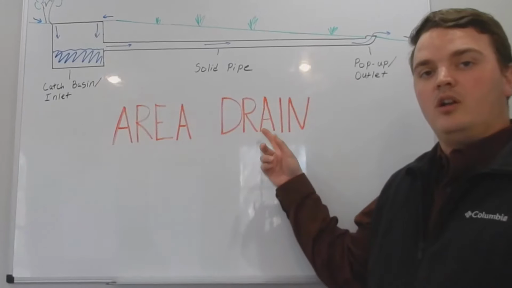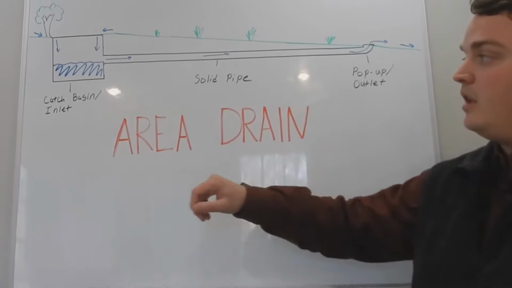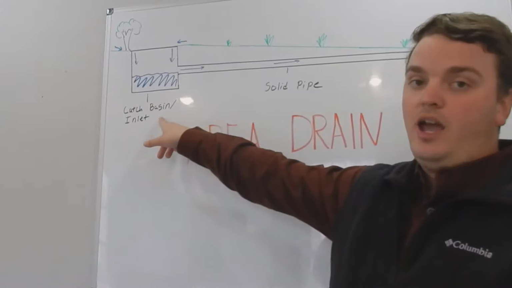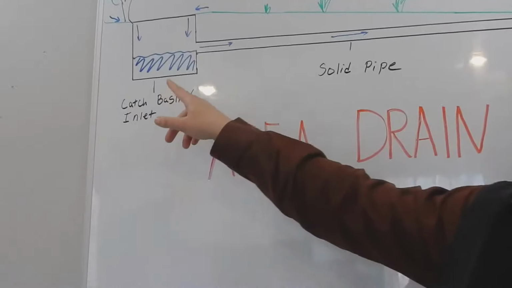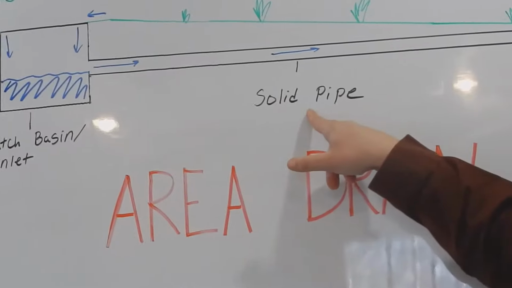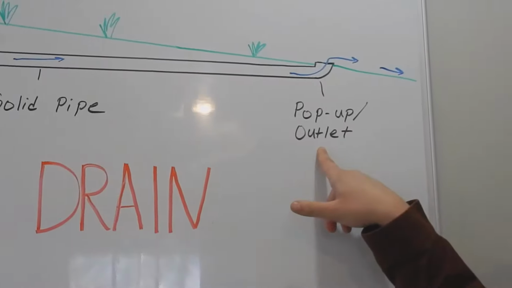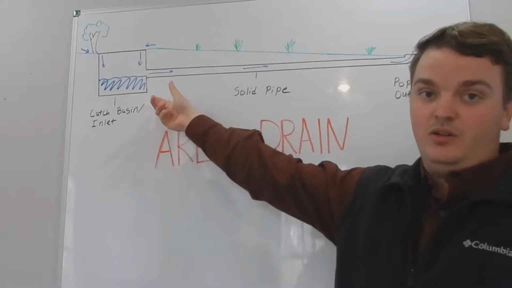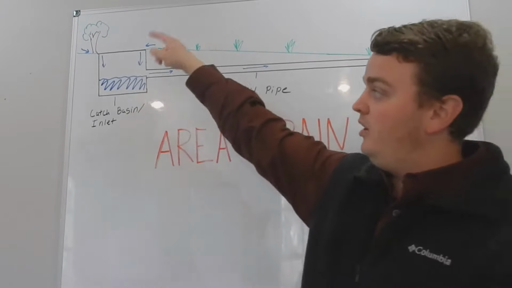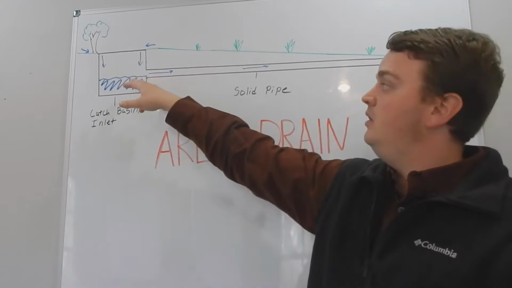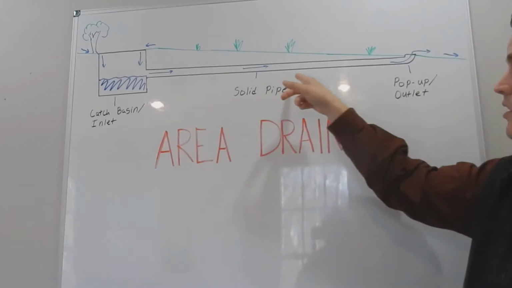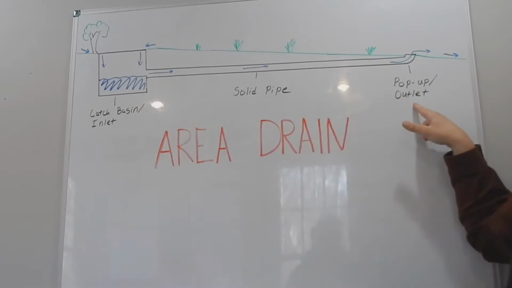The first thing that we're going to go over is the area drain. The area drain consists of a catch basin or an inlet, solid pipe, and a pop-up or an outlet. A catch basin or an inlet will allow the water to get into the system. The solid pipe will then convey the water to a pop-up or an outlet.